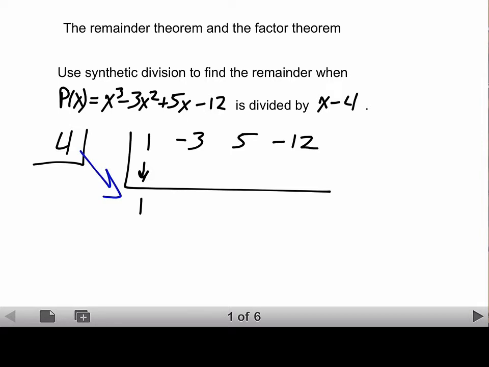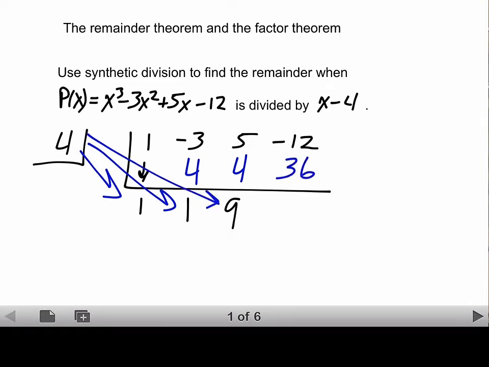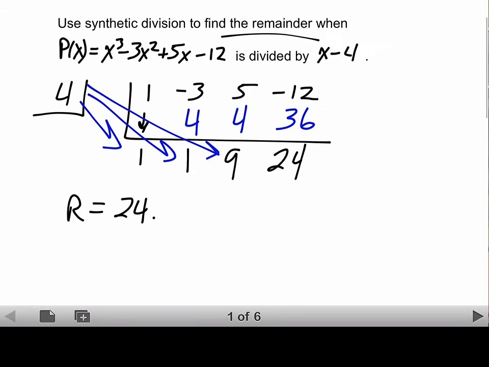So 4 times 1 is 4, add that to the negative 3, we get 1. 4 times 1 is 4, add that to the 5, we get 9. 4 times 9 is 36, add that to the negative 12, we get 24. We were just asked to find the remainder, so the answer is, the remainder is 24. Right about now you're thinking, that was kind of silly. Yeah, we're going to see how that relates to something else.